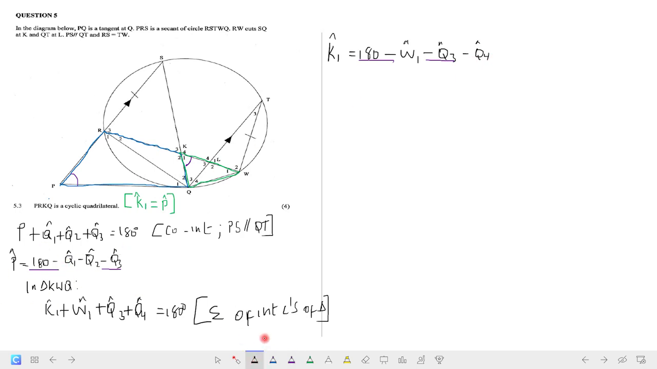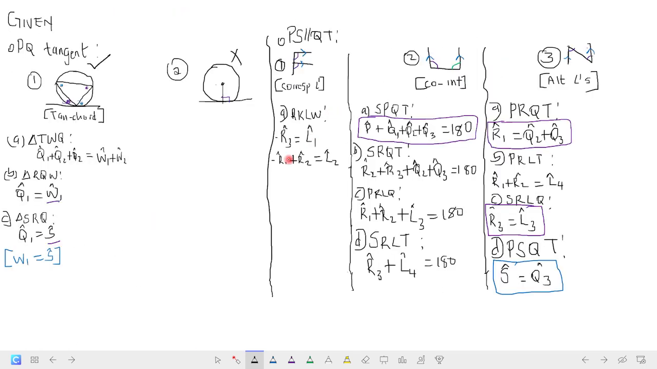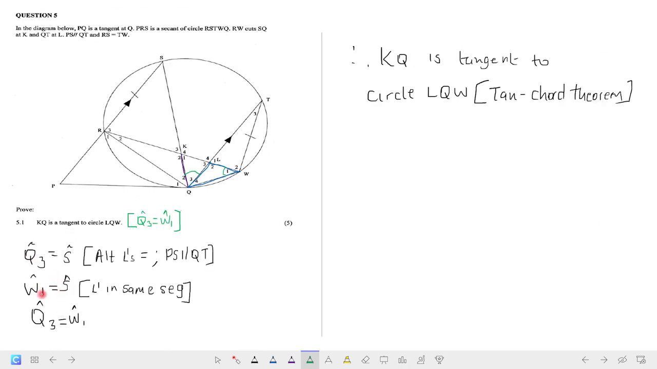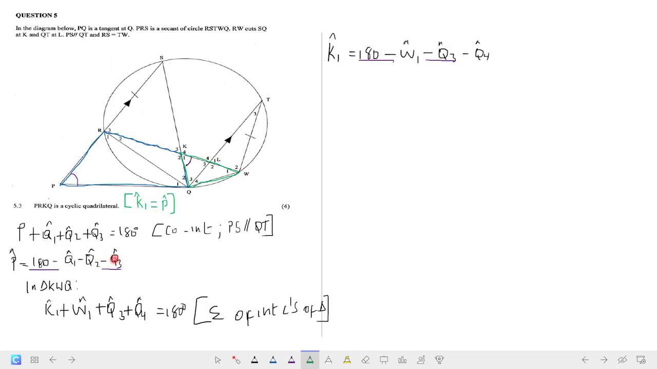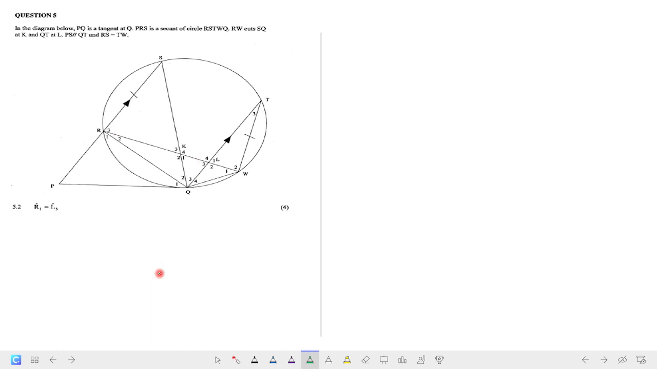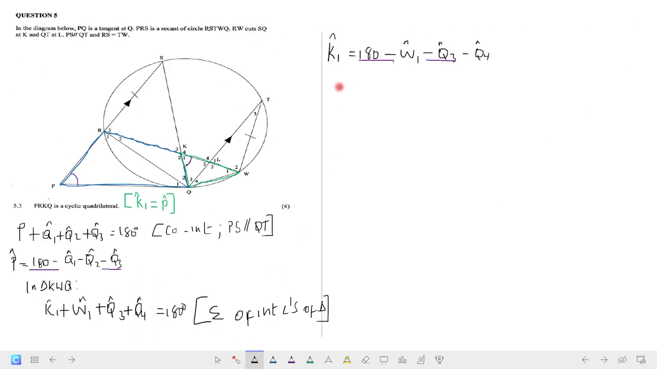Now if you remember W1, let's see W1 in the information there. W1 was the same as Q1. Do you remember that one? W1 was the same as Q1, and I think we have already shown it in the question here. Where is it? Okay, let's just show it. Here, W1 is the same as Q1, and the reason for this is the tan chord theorem.